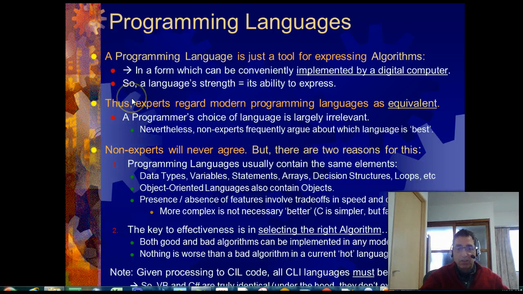A programming language is just a tool for expressing algorithms in a form which can be conveniently implemented by a digital computer. So a language's strength equals its ability to express. So how good is this as a language? Basically, how well can it express some algorithm? Thus, experts regard modern programming languages as equivalent.